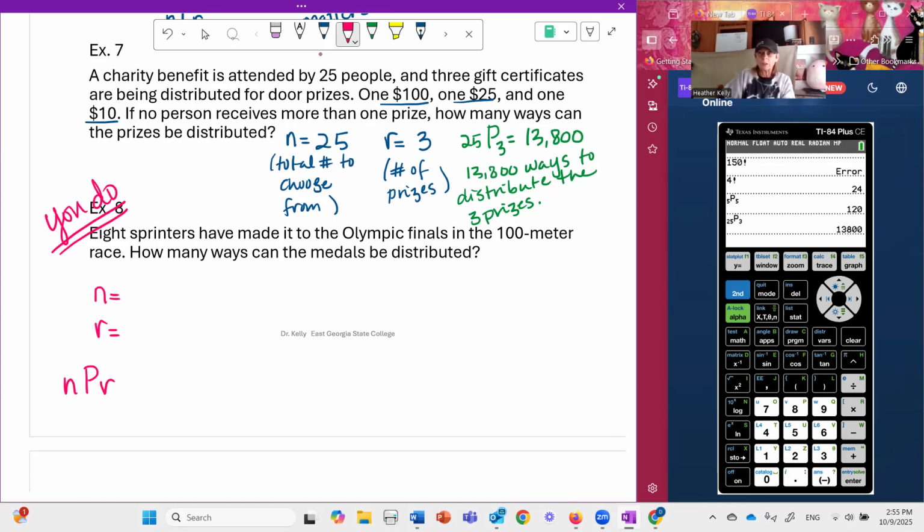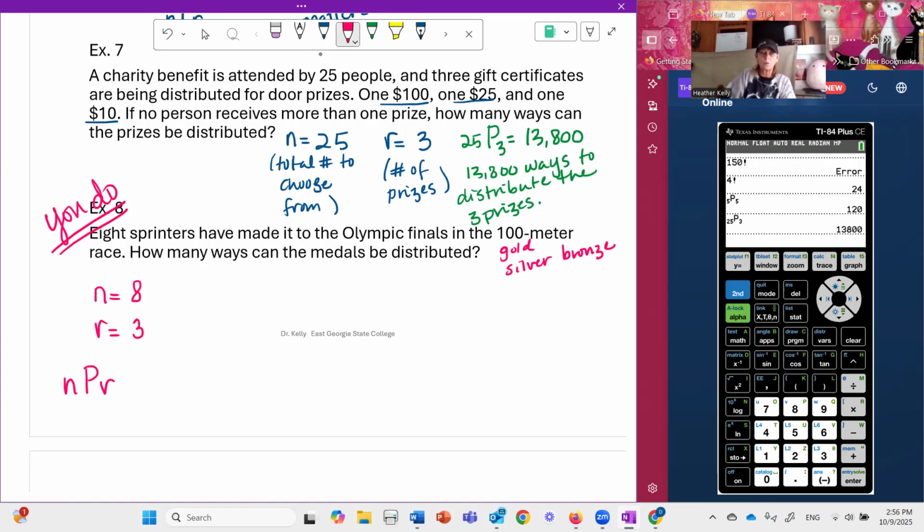Okay, if you haven't finished, please pause. But if you have, awesome. n is the total number of people in the race, so n is equal to 8. And how many medals do you usually have in the Olympics? I think everybody knows that we have the gold, the silver, and the bronze. So there are 3 medalists.